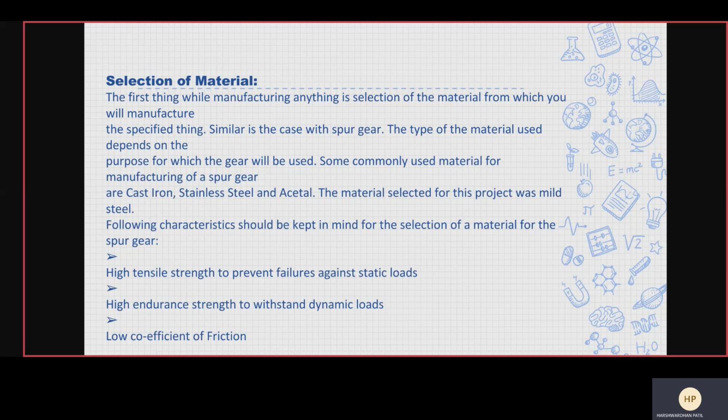The following characteristics are required for the selection of material for spare gears. First, high tensile strength to prevent failure against static load. Second, higher endurance strength to withstand dynamic loads. Third, low coefficient of friction.